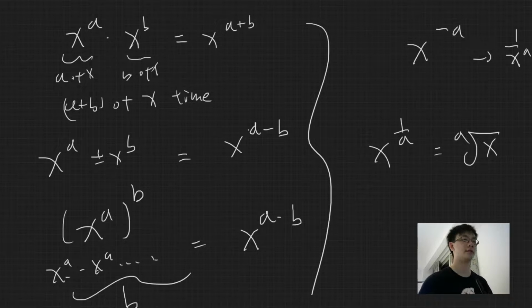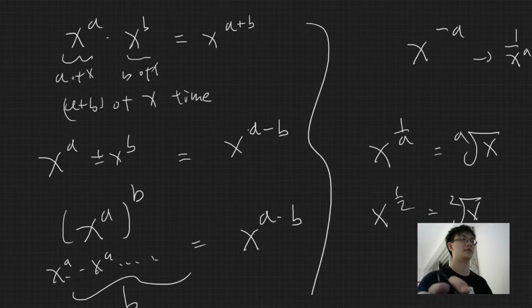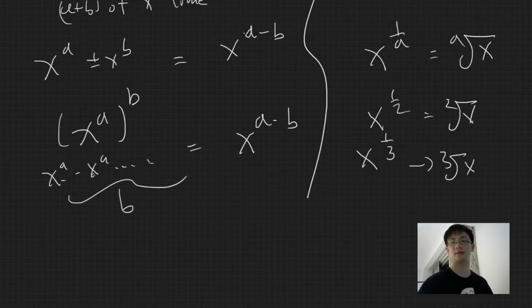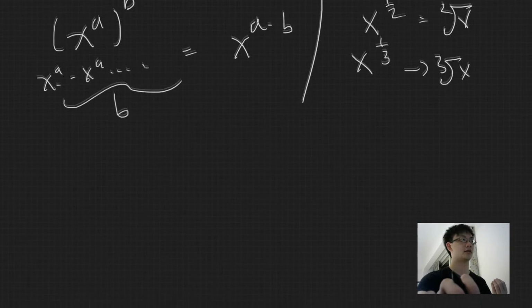So if let's say you have x to the power of a half, that's just a square root, right? Whereas if you have x to the power of 1/3, that might mean you have a third root of x, okay? So that's the basic operation of exponentials. So knowing this, we're going to slowly transition to logarithms.